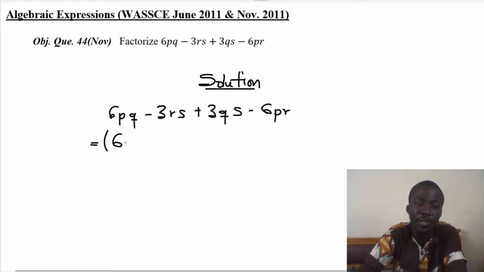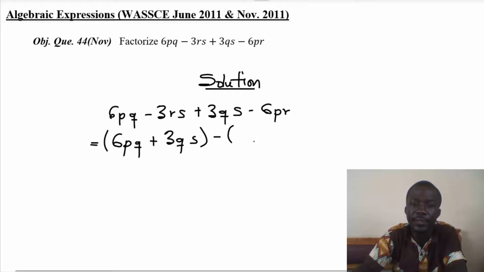So we will have 6pq plus 3qs, then minus, into brackets, we have 6pr, then this sign will change to plus 3rs. When you bring negative outside a bracket, the signs inside ought to change, so that when you multiply the negative by the signs, you will get your terms, that's the various expressions back.